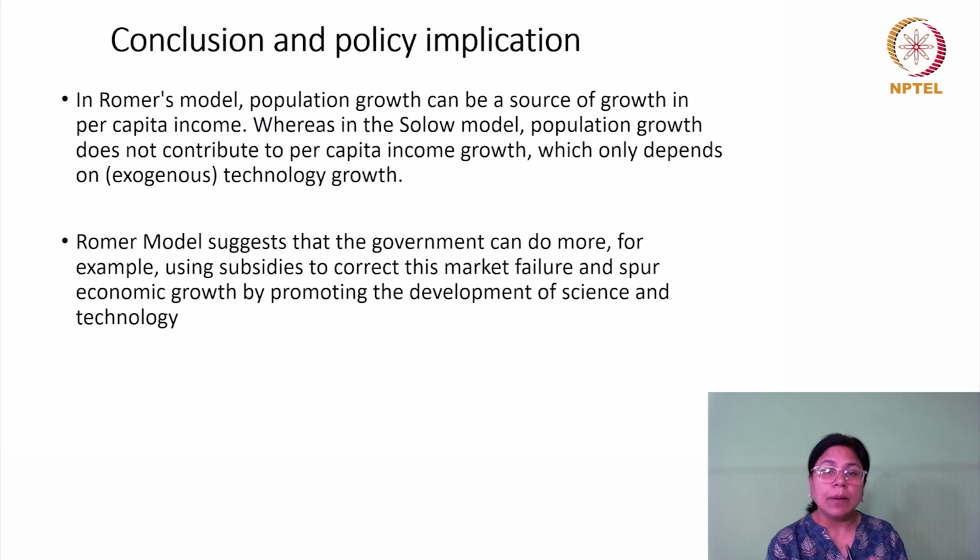So in Romer's model, population growth can be a source of growth in per capita income. Whereas in the Solow model, you've seen that it did not contribute to per capita income growth, as it was dependent only on exogenous technology. Moreover, as I was saying earlier, the Romer model also suggests that the government can now do more. They can use subsidies to correct the market failure in the R&D sector. They can spur economic growth by promoting the development of science and technology. As a result, there is much more in the hands of the social planner in order to support economic growth via technological change.